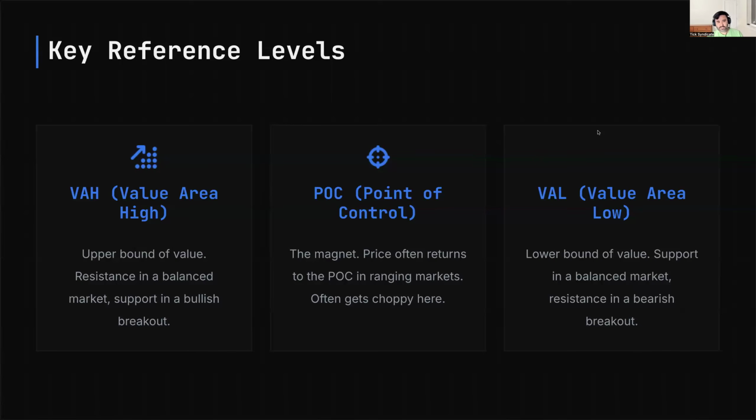Point of control, a lot of times, yes, it does act like a magnet, but that magnet creates a lot of chop in my experience. Price definitely returns there, and I think the first return is usually pretty important.